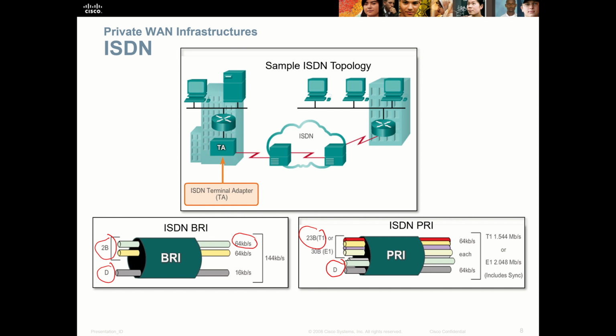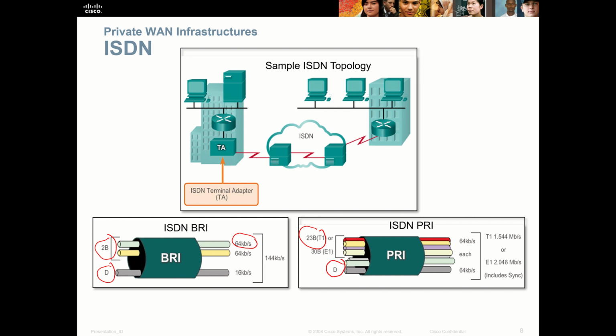But for PRI, the number of channels is 23B for a T1 line or 30B for an E1 line, depending on which continent the customer resides in. So that's the main comparison, which is the number of channels. If you are in North America or Japan, you will use the configuration of 23B channels with a single D channel.